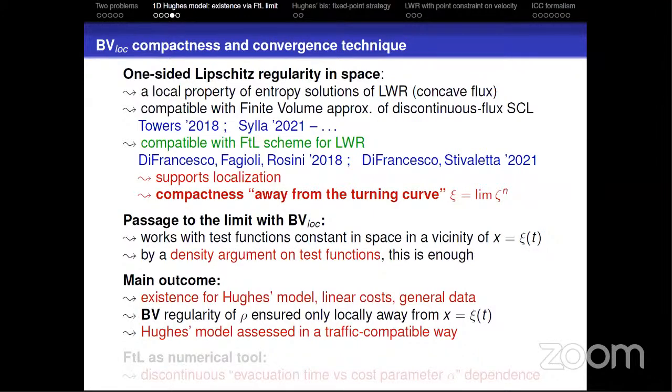Then one problematic thing, you will see why I say it is problematic, is that BV regularity of ρ by these arguments is only ensured locally, away from this turning curve. But the good point is that we did it in a traffic-compatible way. And we even produced a discrete Hughes model, which by the way can be used as a numerical tool.